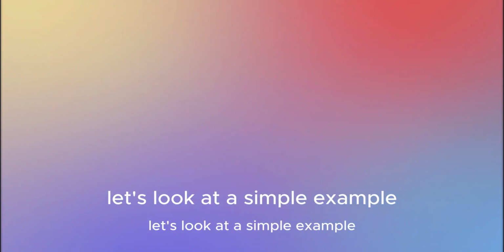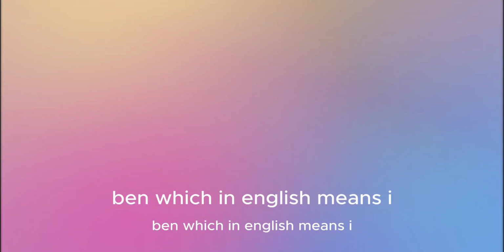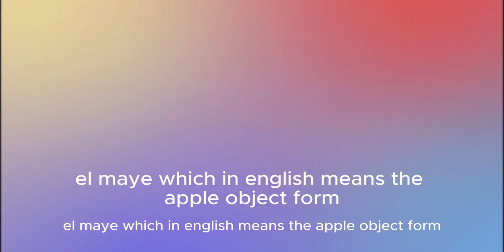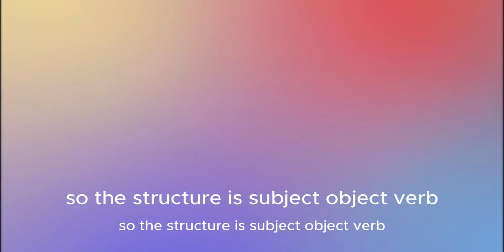Let's look at a simple example. Ben elmayı yiyorum, which in English means I am eating the apple. Break it down. Ben, which in English means I, elmayı, which in English means the apple, object form, yiyorum, which in English means am eating. So the structure is subject, object, verb.